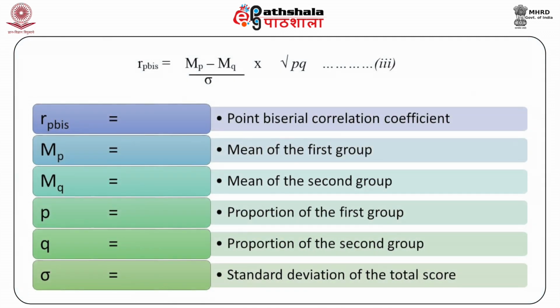colorblind or normal, etc. The formula for calculating the point biserial correlation is Rpbis equals MP minus MQ, divided by sigma, multiplied by the square root of PQ, where Rpbis is the point biserial correlation coefficient, MP is the mean of the first group, MQ is the mean of the second group, P is the proportion of the first group, Q is the proportion of the second group, and sigma is the standard deviation of the total score.